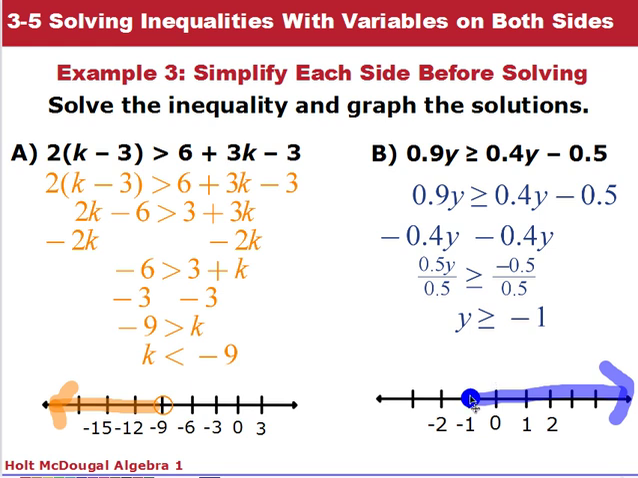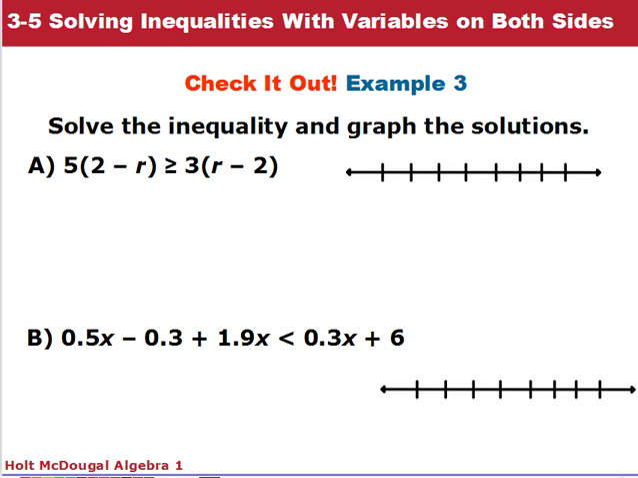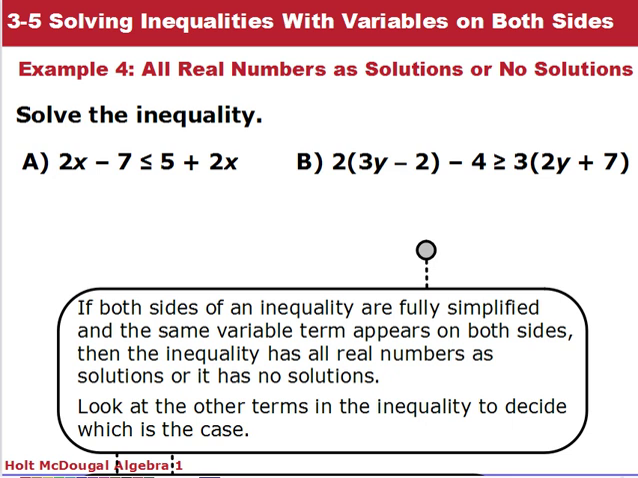So graphing, we have a closed circle at negative 1 because it is part of our solution, and we shade everything to the right. You guys should be getting pretty good at graphing at this point. Now it's your turn. You have these two examples on the check it out. Bring any questions to class.